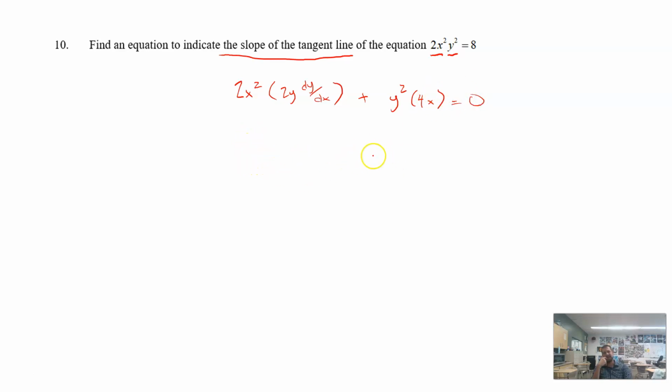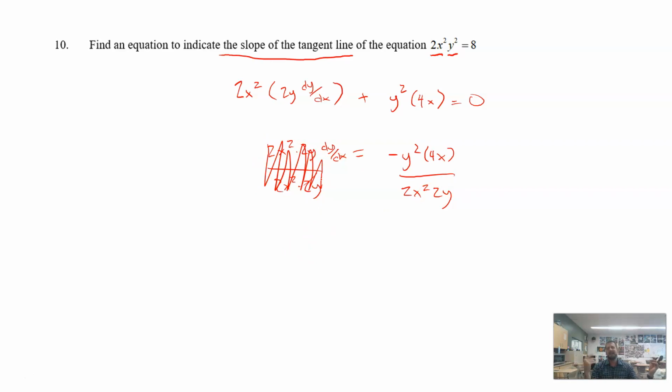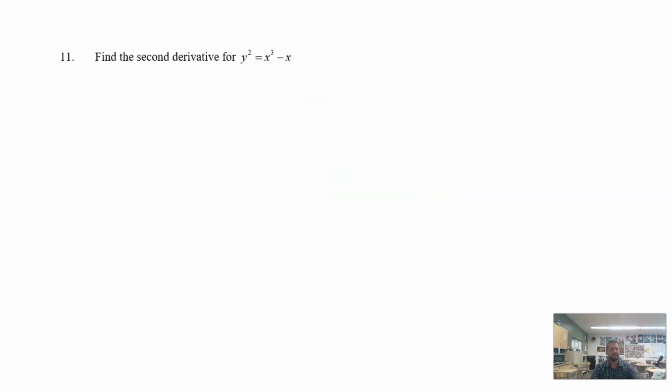So I've got that. And then second step, I want to get every term that has dy dx in it by itself. So I get negative y squared times 4x is equal to 2x squared times 2y dy dx. Then I would just divide both sides by 2x squared times 2y. You do not need to simplify down if you don't want to, because that is what dy dx would be equal to. You can leave your answer like that. If you simplify it down to negative y over x, it looks better, but it doesn't mean anything different than what we had previously. So that is our answer on number 10.